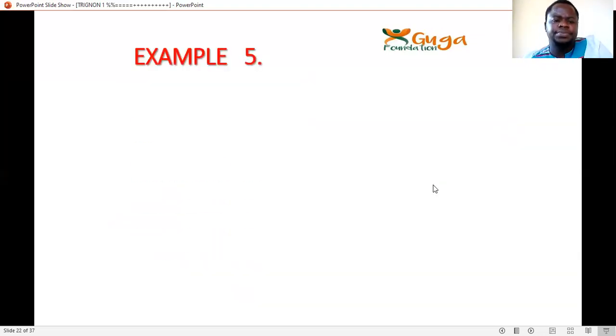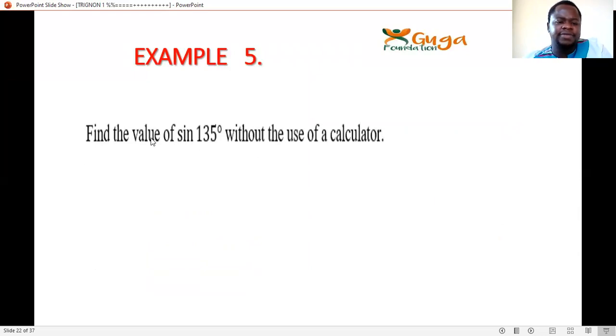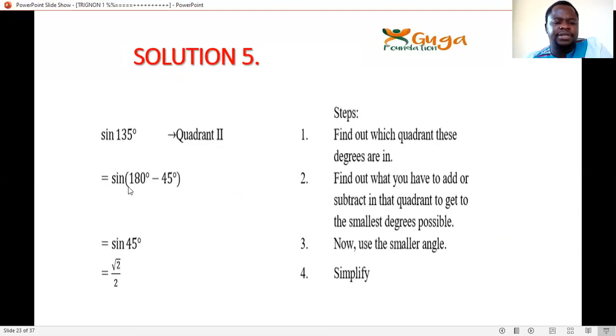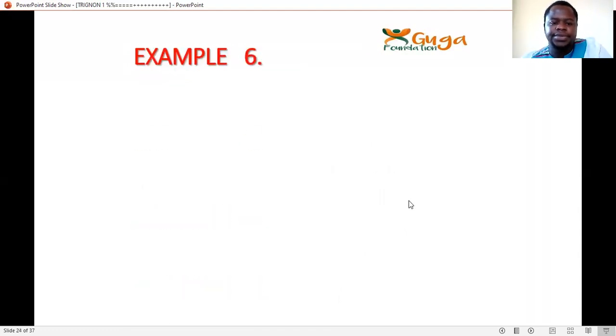So now, let's look at example number 5. Evaluate, find the value of sine of 135 without the use of a calculator. Okay, so sine 135 is equal to sine of 180 minus 45. You just subtract the special angle, and then sine of 180 minus 45 will be sine of 45. And then sine 45 is equal to root of 2 over 2, right?